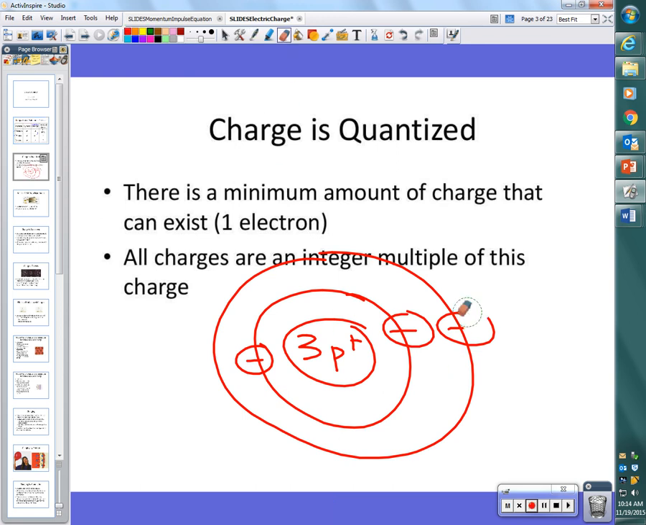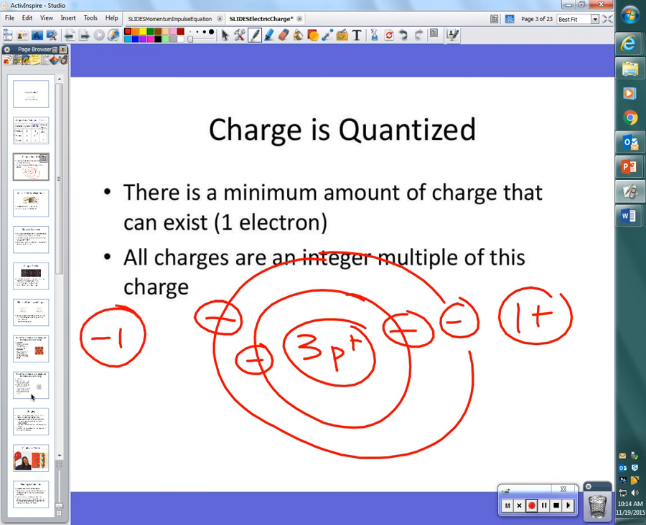Let's say that lithium loses that electron. It's positively charged. Specifically, what positive charge does it have? 1 positive, or positive 1. Why? Because we have one more proton than we do electrons. But if this happens, it's negative. 1 negative, because now it has 1 more electron than proton.